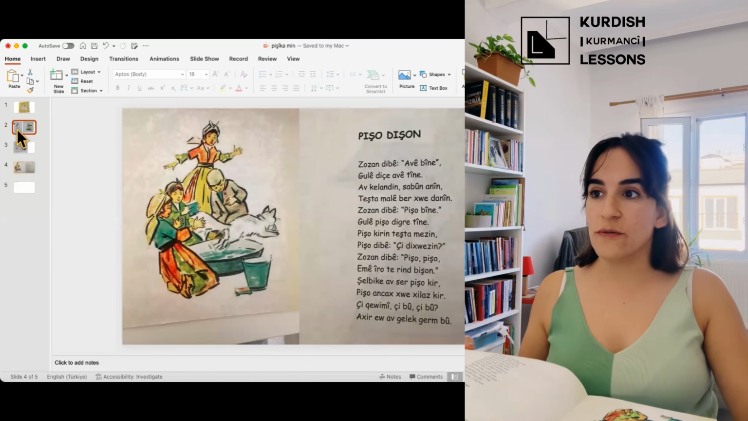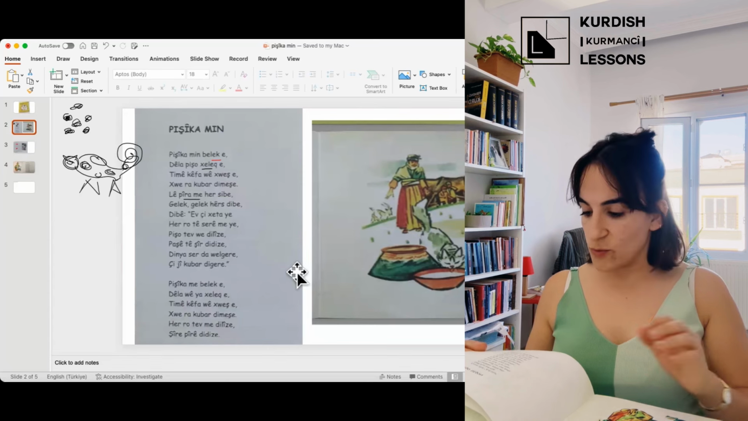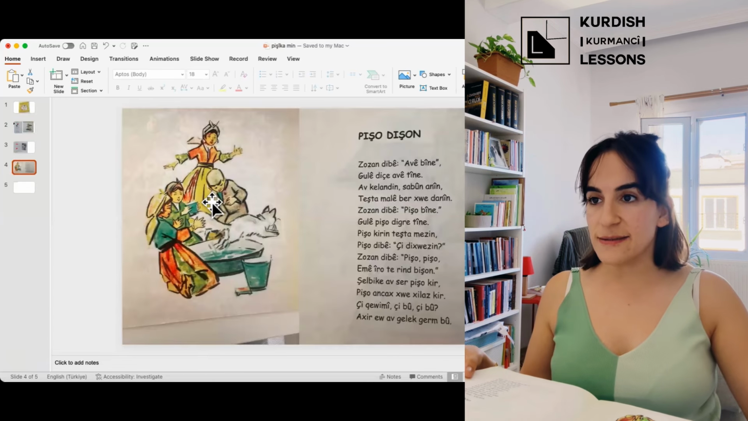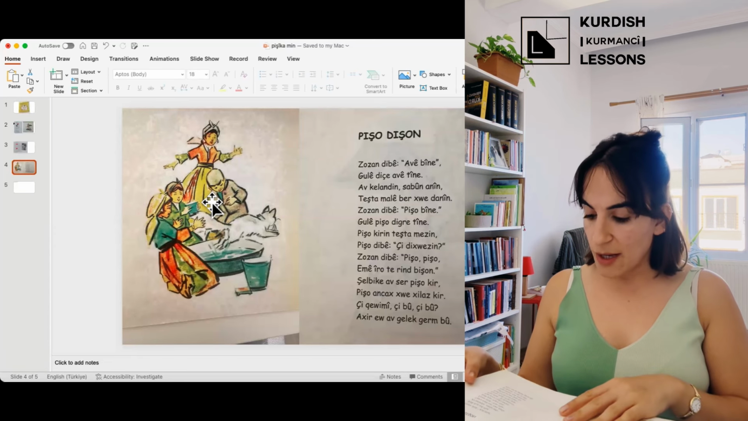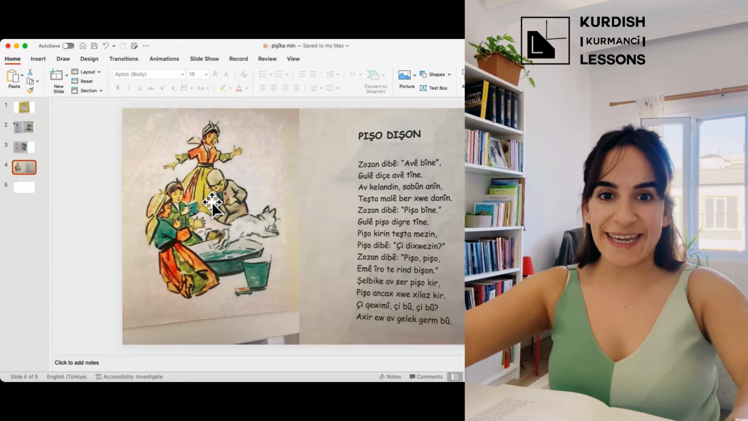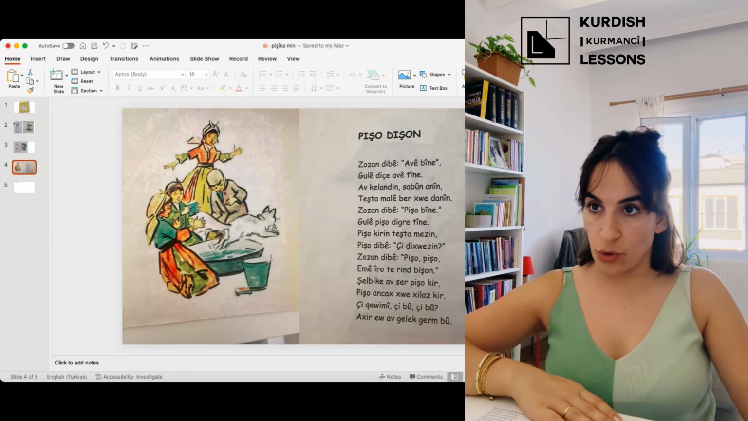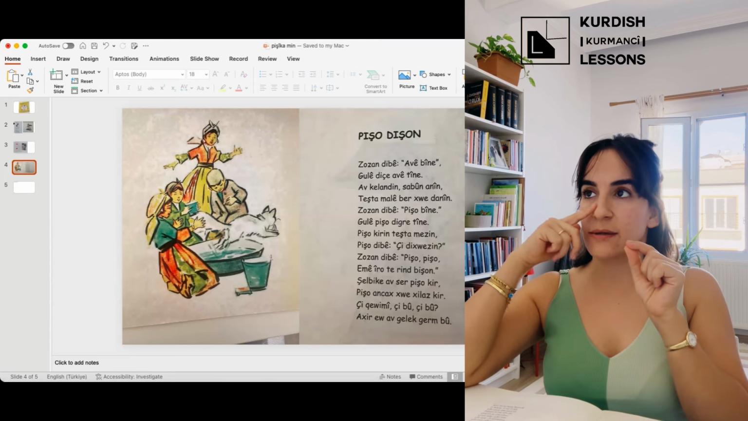The first part of the text was Pişîkamın. It was about Pişîk, to describe Pişîk. And in this one, again, it's about Pişîk. But you see here, it's about washing the cat, okay? So the text is called Pişo Dışon. So here we see a sentence without a subject.